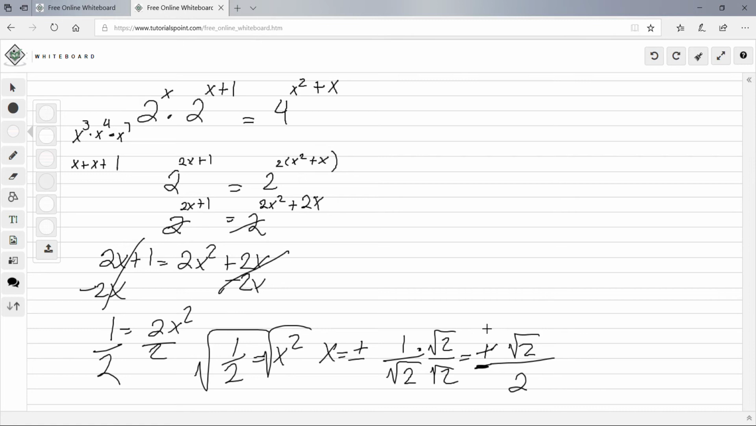So let's start by trying the positive square root of 2 over 2. Let's put it in this equation because this is probably the most simplified. We could put it in this one, but it's going to be a little bit more complicated. So let's put it in this equation because everything is more simplified. But yes, you can put it in this equation as well.